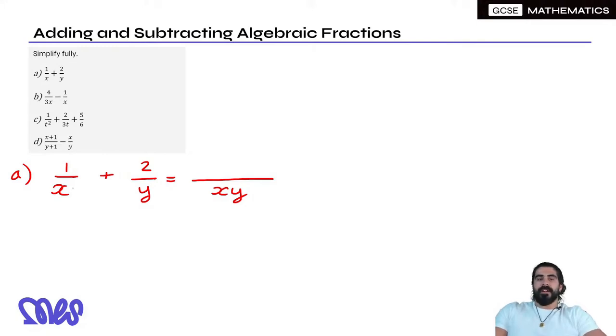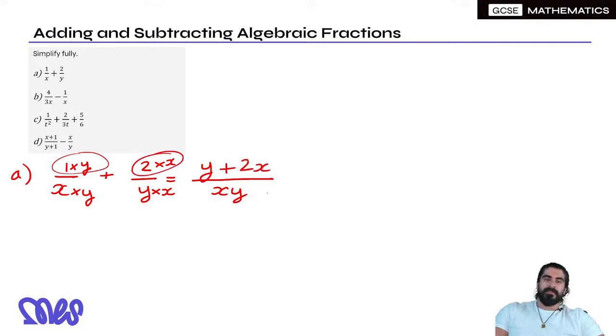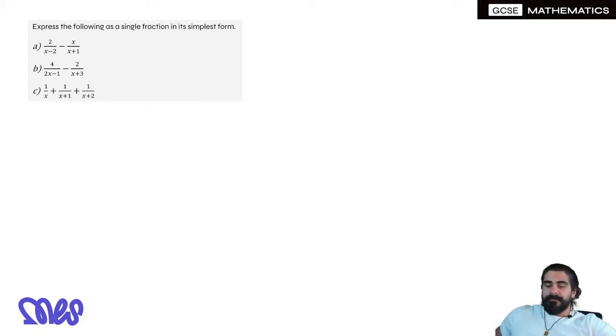Then what we say is, look at the first fraction. What do I need to multiply x by to make it xy? Well, the answer is y. But then I do to the bottom what I do to the top. Then for the second fraction, what do you have to times y by to make it xy? You just times it by x. So you times the top by x. Now what are we left with? 1 times y, which is just y, plus 2 times x, which is 2x. And that's your solution.